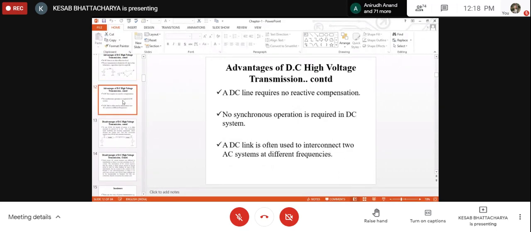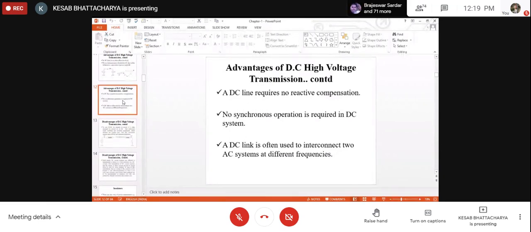Next, a DC line requires no reactive compensation. You must have studied that during AC transmission, due to reactive power consumption at different places, capacitor banks are used to give input of reactive power into the system. You must have studied capacitor banks, etc. Yes, sir. Okay, but in the case of DC, no such reactive power compensation will be required.